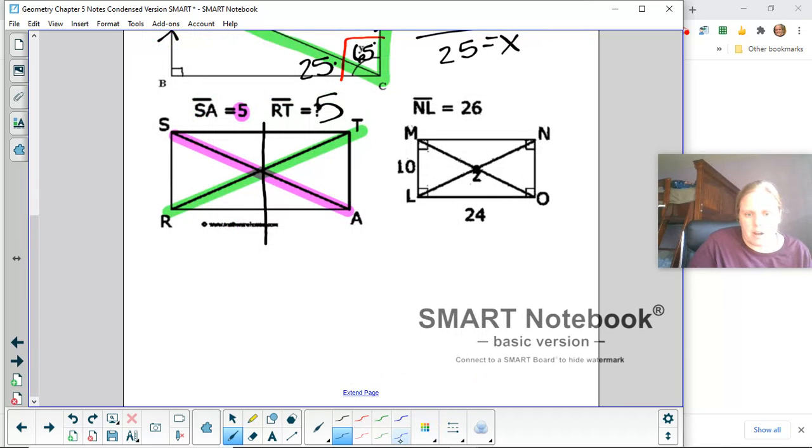All right, last rectangle question here. It says N to L is a length of 26. So we could also say that M to O is a length of 26. And then because of these side lengths, I could say that MN is also a length of 24, and NO is also a length of 10.